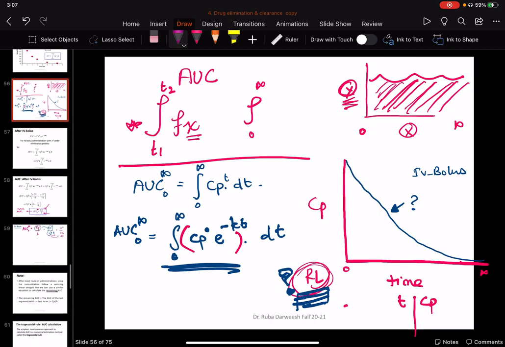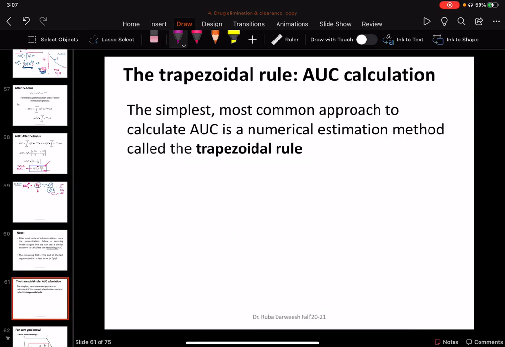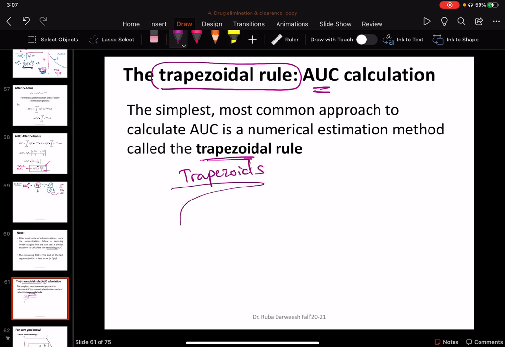But we will do something else to estimate the area under the curve, and we have different ways to do so. One of the simplest ways that is usually used in the educational setting is the trapezoidal rule to determine area under the curve. From its name, it's trapezoidal, so it means that I need to use what we call trapezoids.